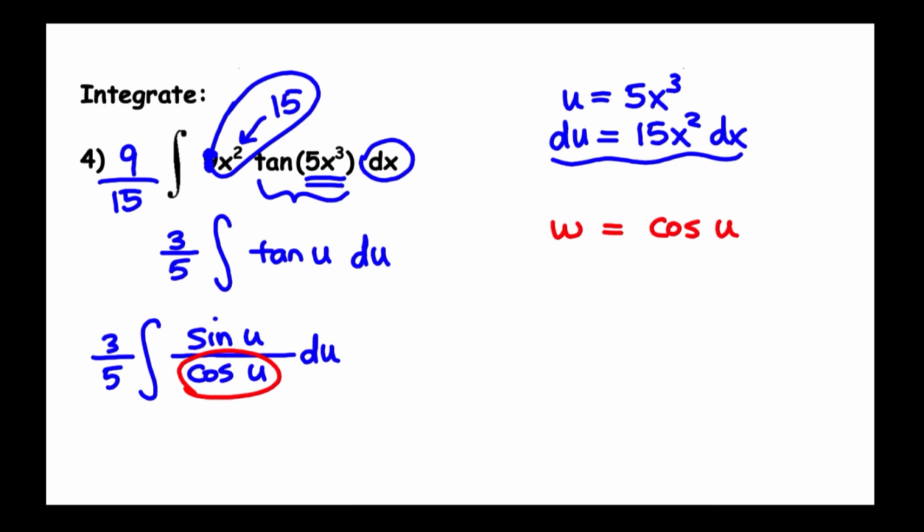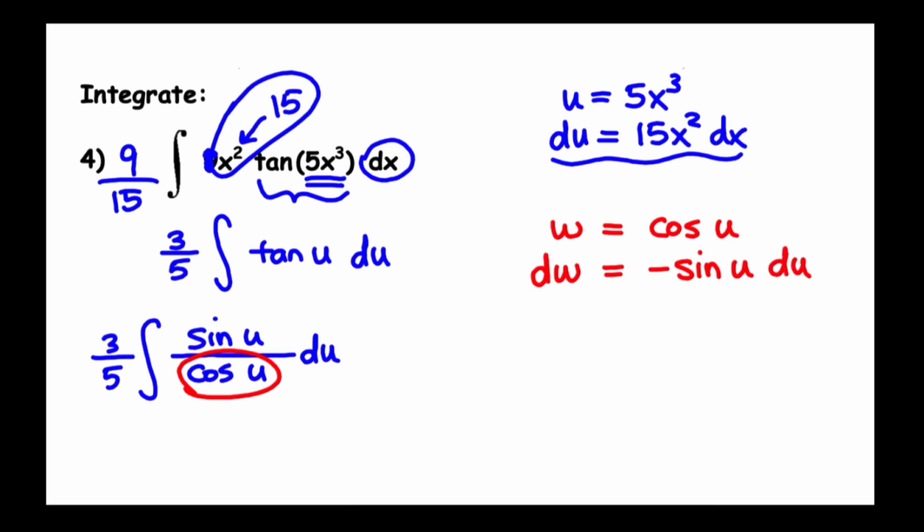And so what's dw? Other than that whiny little aardvark girl from Arthur, dw is negative sine of u du. I don't know if you guys grew up watching that as well. My girls did. That was their age.